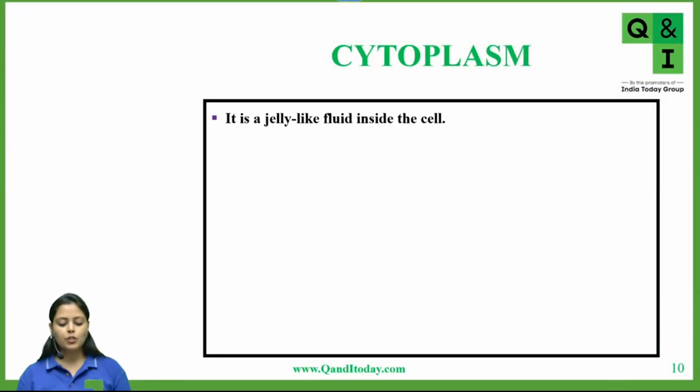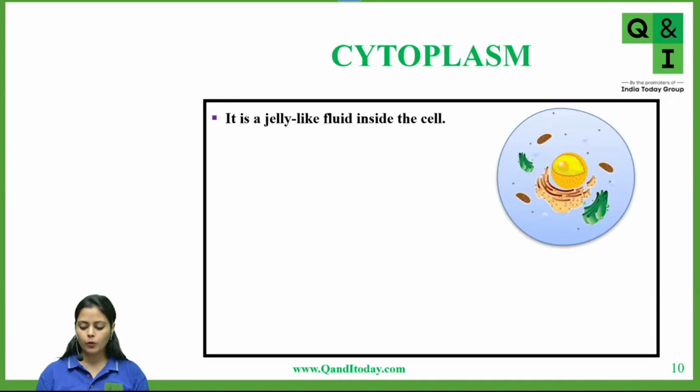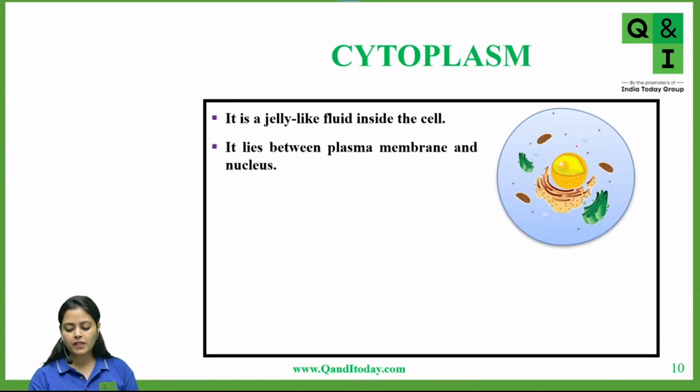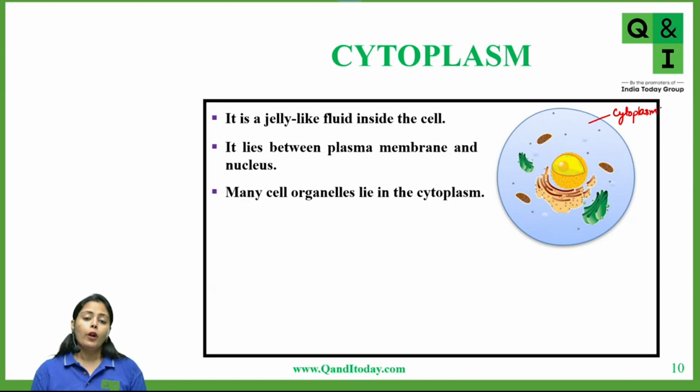Now see from here, it is a jelly-like fluid which is present inside the cell. This is present between the nucleus and the plasma membrane. So between the nucleus and the plasma membrane, all this blue portion which you can see from here is your cytoplasm. What exactly is cytoplasm holding? In cytoplasm, you have water present, you have several proteins present, and apart from that, several cell organelles are also suspended in this cytoplasm. You can see from here, endoplasmic reticulum, mitochondria, Golgi apparatus, even the nucleus, all of these organelles are lying in the cytoplasm.